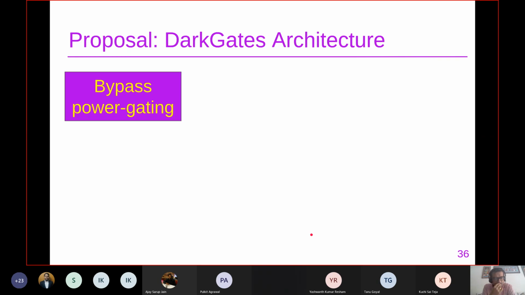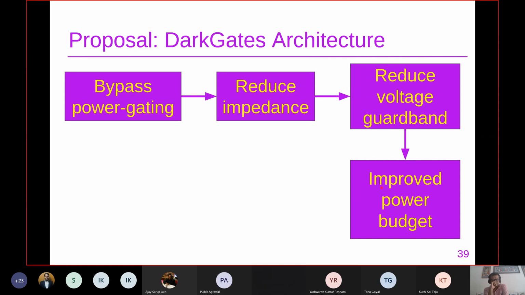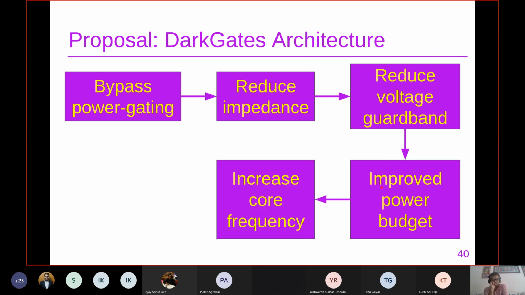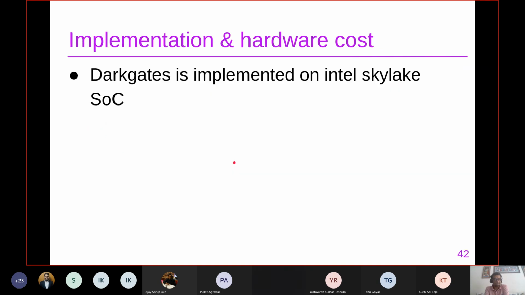So in a nutshell, what they have achieved: bypass power gating, thereby reduce the impedance, thereby reduce the voltage guard band. Thus, now you have an improved power budget. Now you have a scope to increase the frequency of the cores, and thus we can increase or enhance the system's performance. This is in a nutshell what they have achieved using their architecture.